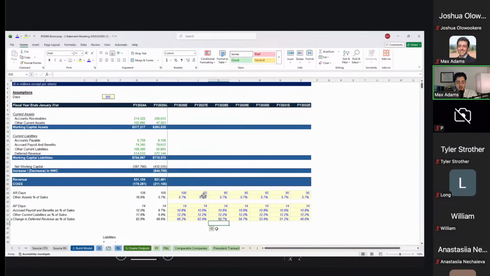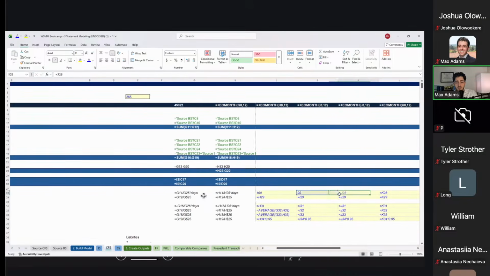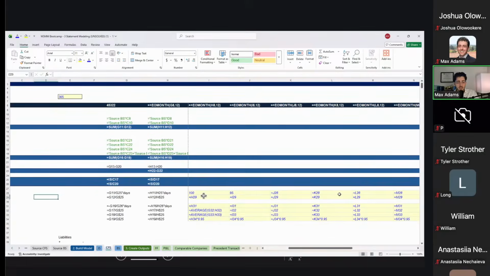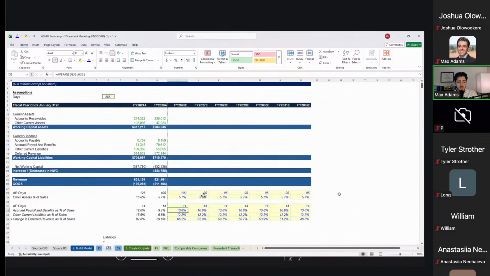So I'm just going to, again, briefly show all the formulas for each of these, how we did it. So the accounts receivable, took it at 195 and then held it flat. For the other assets as a percentage of sales, held it flat. Accounts payable days, held it flat. The accrued payroll and benefits as a percentage of sales basically took the average and then held it flat for both of those two. And then for the change in deferred revenue, I basically just continued it at about 95% of the prior. So let's take a look at that then.